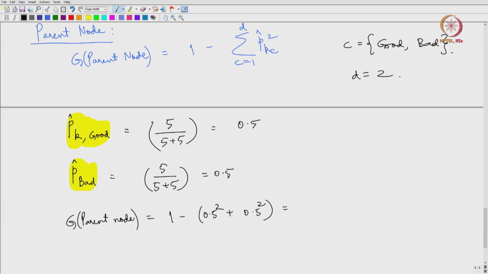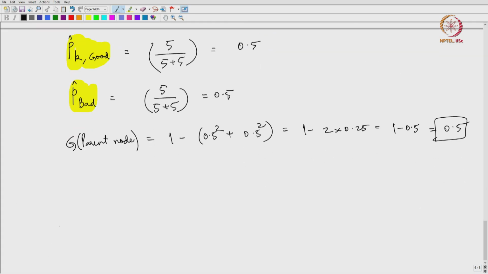Okay. So, this becomes 1 minus 2 times 0.25. So, this is just 1 minus 0.5, which is exactly equal to 0.5. So, that is the impurity measure, the Gini impurity of the parent node. Now, we have to decide what feature has to be used next.